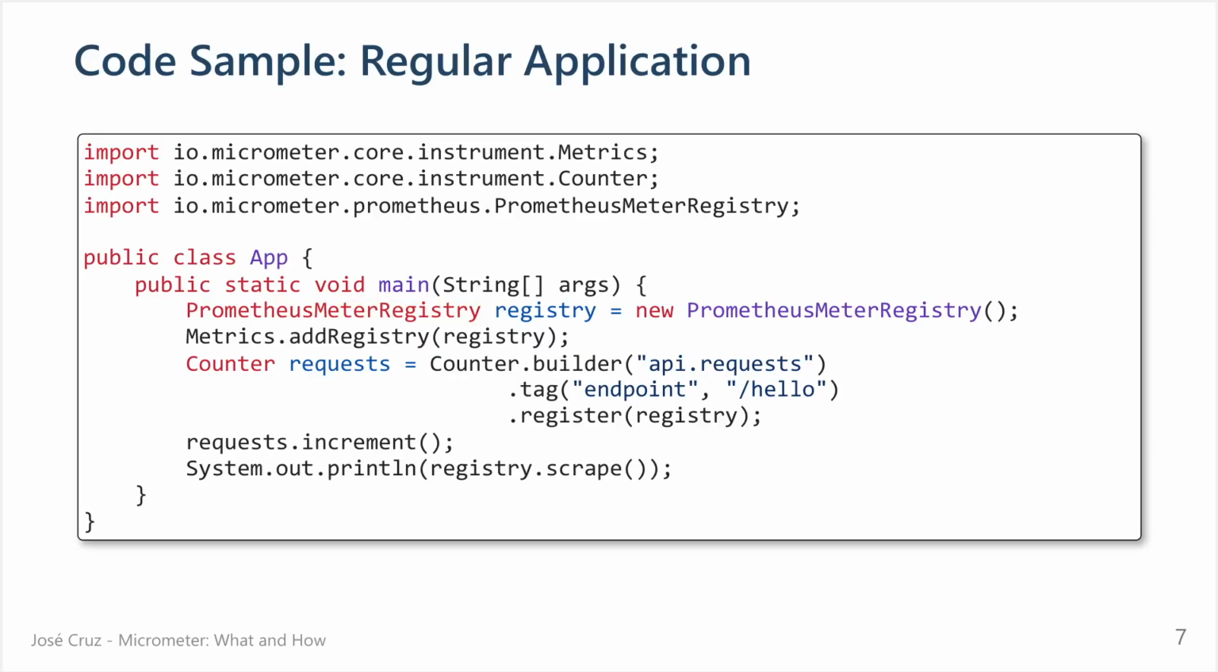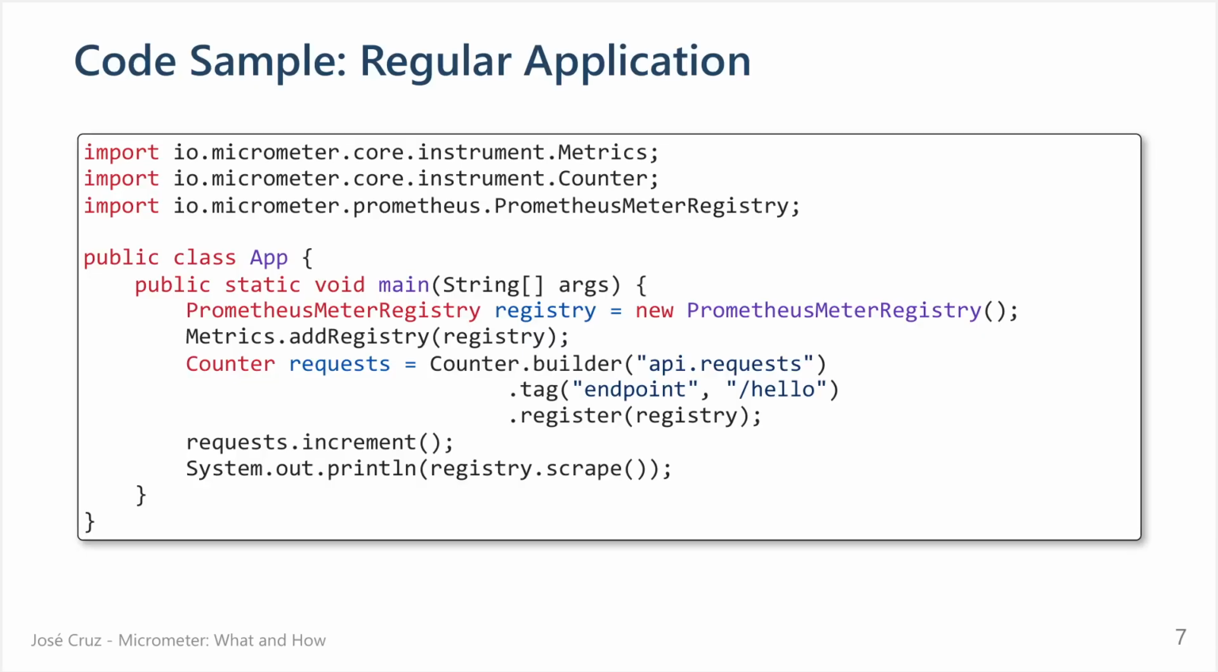If you remember, the meter registry is the entity that will receive your data and send it to some place. In this case, it will be Prometheus. So you have the metrics API, add the registry here, and then you create a counter, a meter, and say it's about API requests. I even create a tag, which is for this endpoint. Okay, this is the meter, but you can tag specific counts.